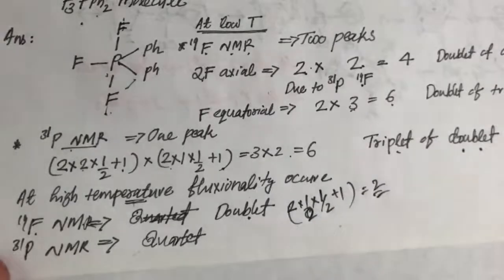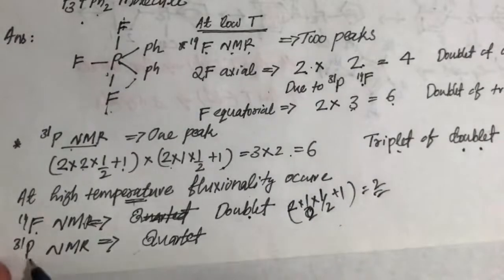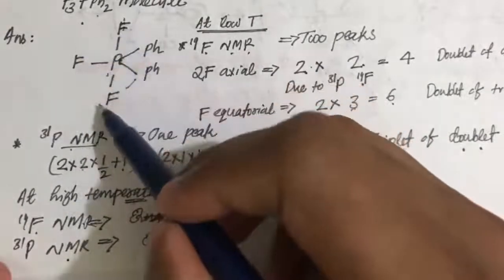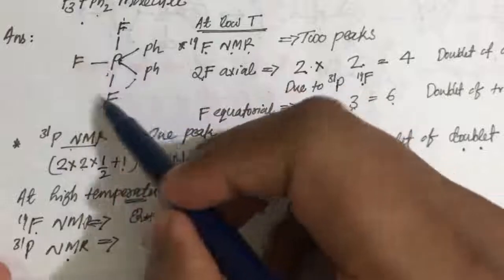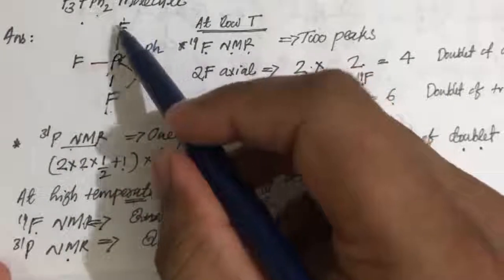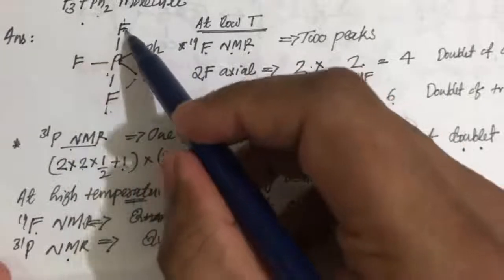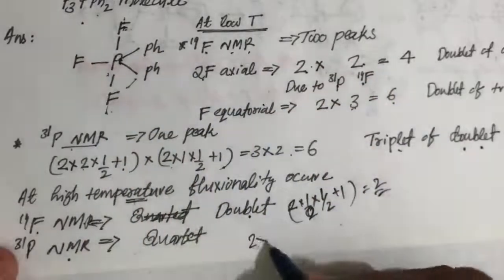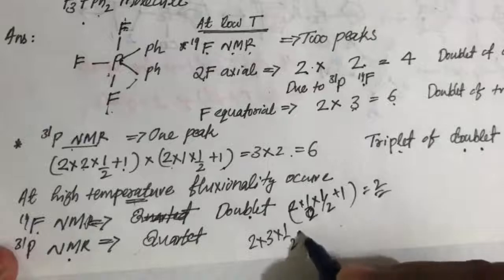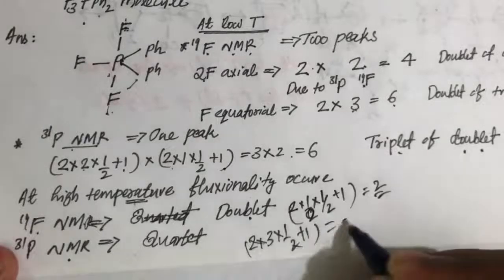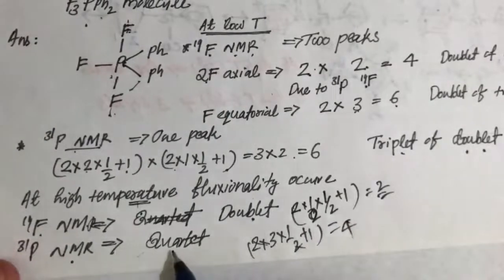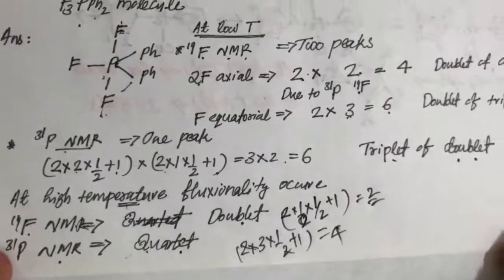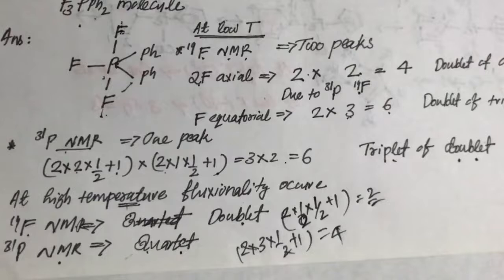That gives you 2, so a doublet. Ready. Now in phosphorus NMR, you have one phosphorus and 3 chemically same fluorines. So according to the equation, 2 into 3 into half plus 1, that gives you 4, that is a single signal split into 4, that is a quartet. Okay, clear?